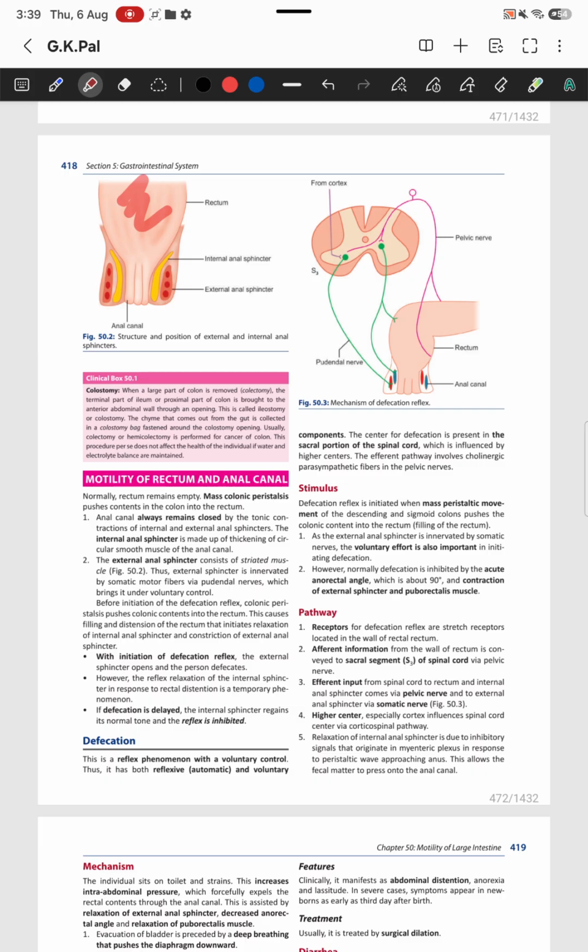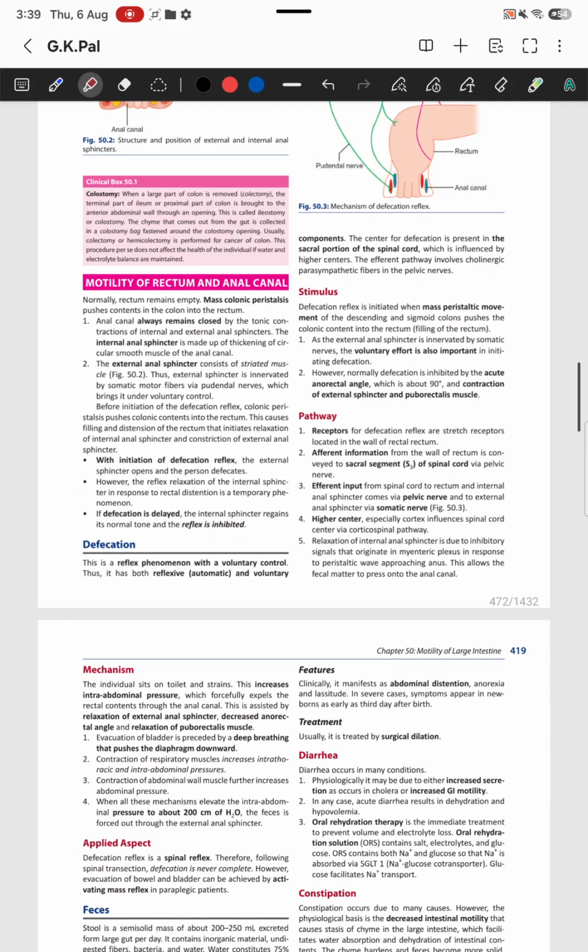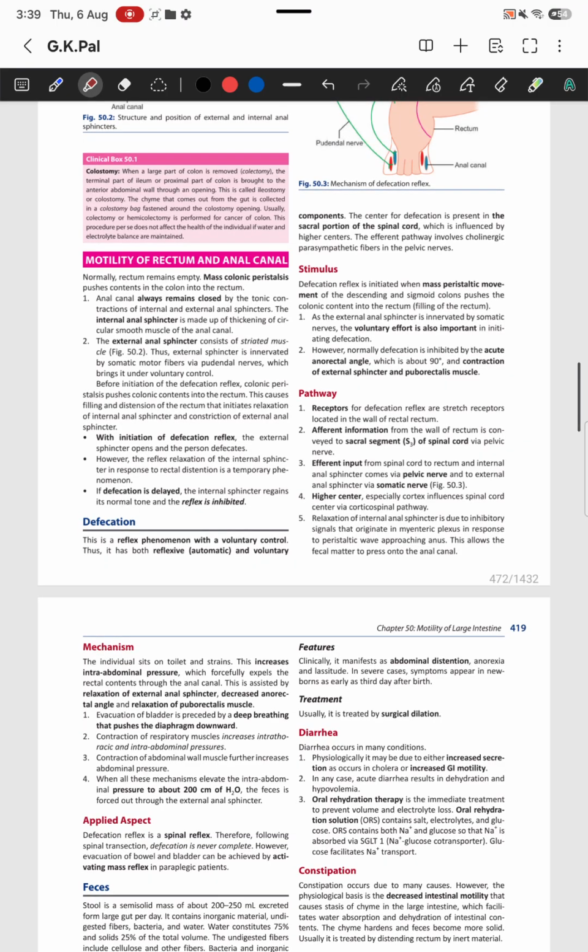However, in normal defecation, defecation is inhibited by the acute anorectal angle, which is about 90 degrees, and by contraction of the external sphincter and puborectalis muscle. Now, the pathway: receptors are stretch receptors in the wall of the rectum. Efferent goes via pudendal from the rectum.